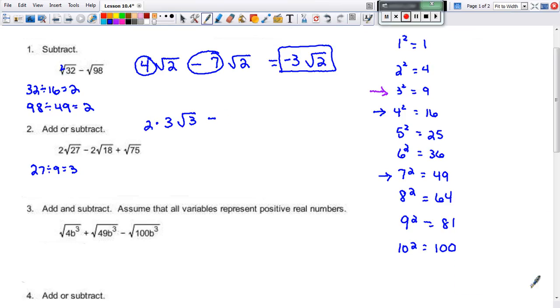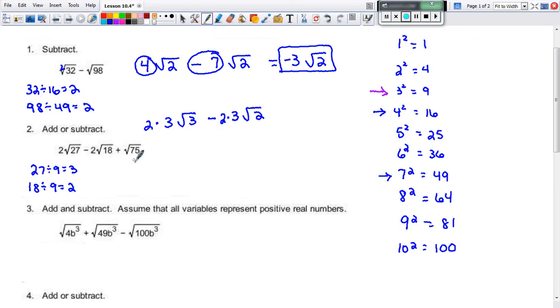The square root of 18, you can do 18 divided by 9. 18 divided by 9 is 2, so that's going to go under your radical, and whatever's in front of your exponent goes in front of your radical, so that's a 3. But that one already had a 2 in front of it as well, so I just put that with it.